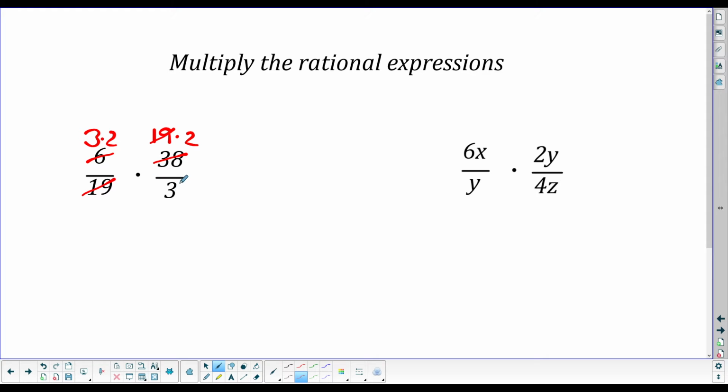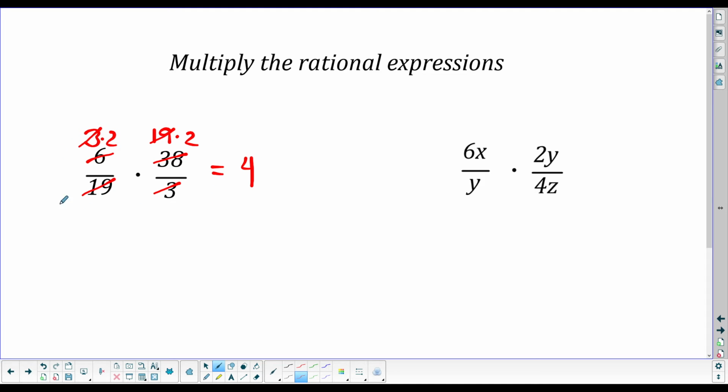And likewise, the 3s will cancel each other out, right? The 3 divided by 3 makes 1. And so I'm left with a 1 in the denominator, and in the numerator, I'm just left with 2 times 2. So that just gives me 4, right?